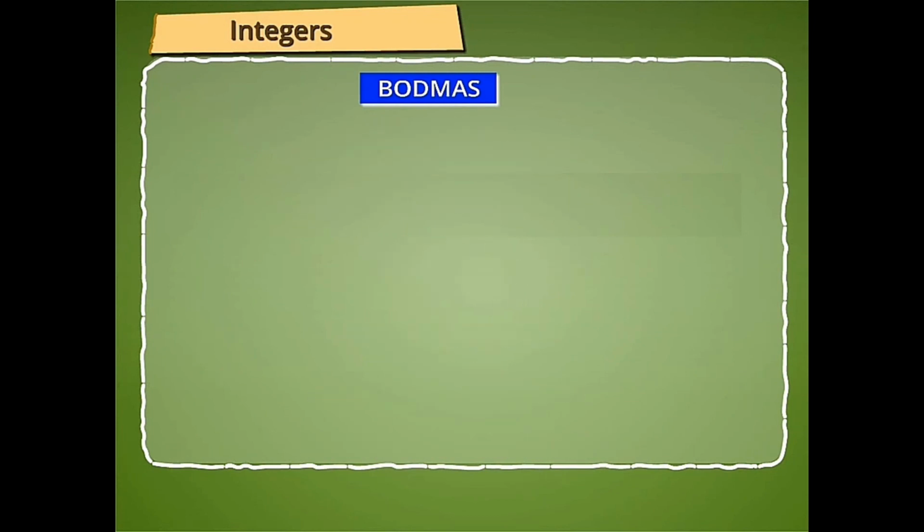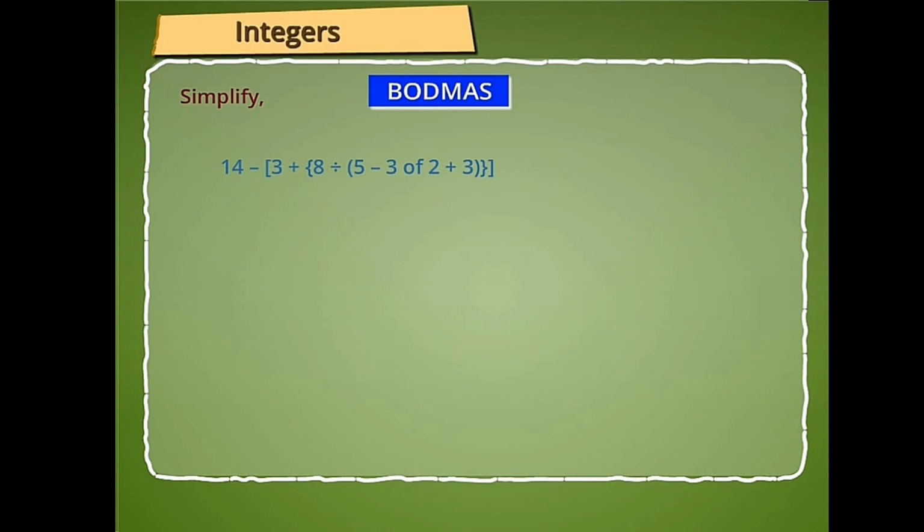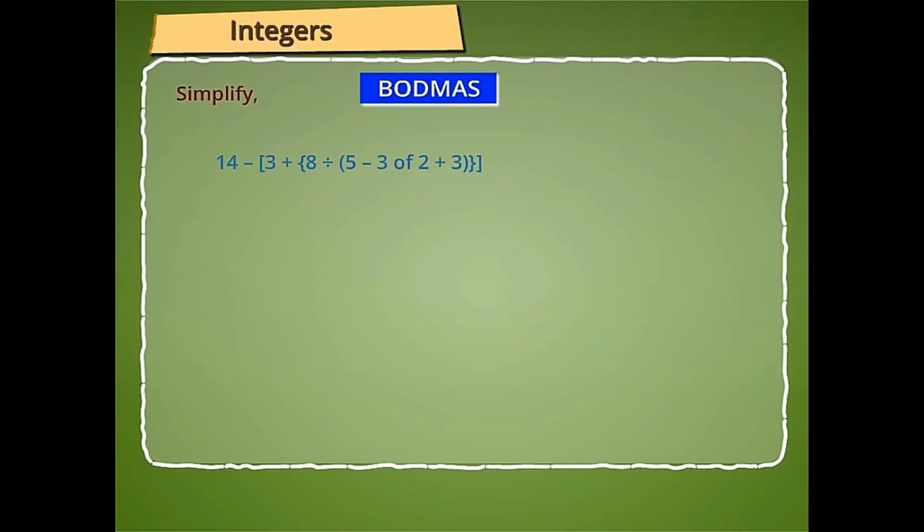Let us solve one problem to understand the simplification of integers. Let us simplify 14 minus 3 plus 8 divided by 5 minus 3 of 2 plus 3.